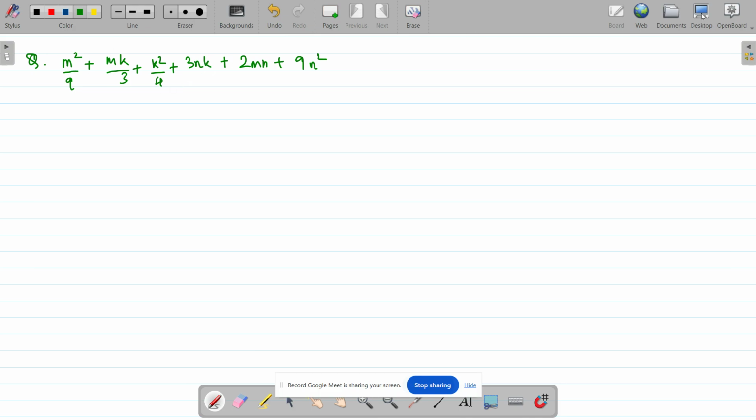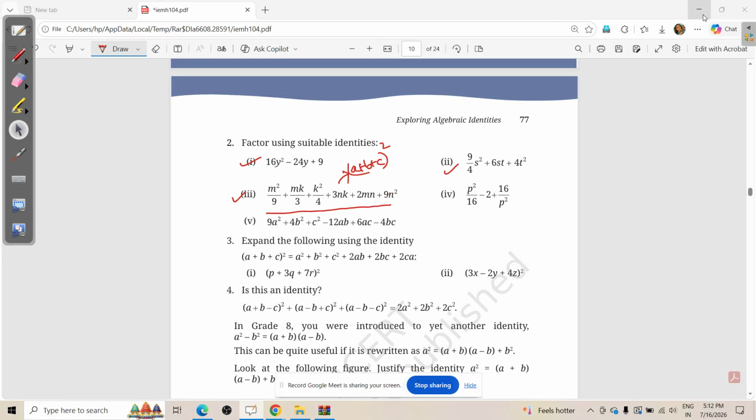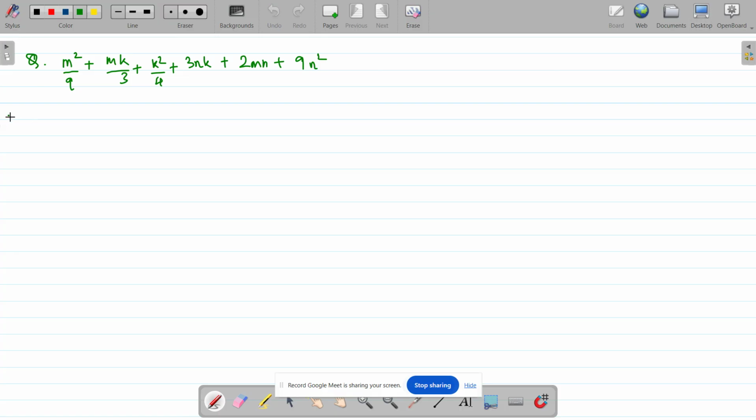Let's check. m square by 9, mk by 3, k square by 4, 3nk, and 3mk plus. Yes, the question is right. So let's solve it. How will we solve it? Tell me.